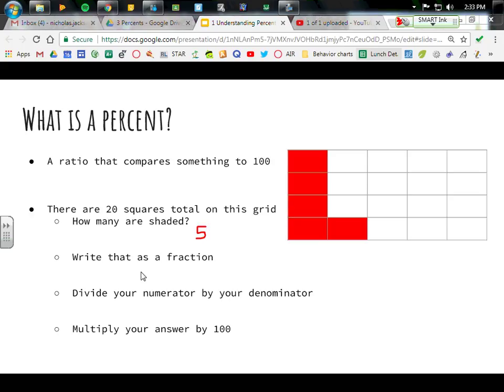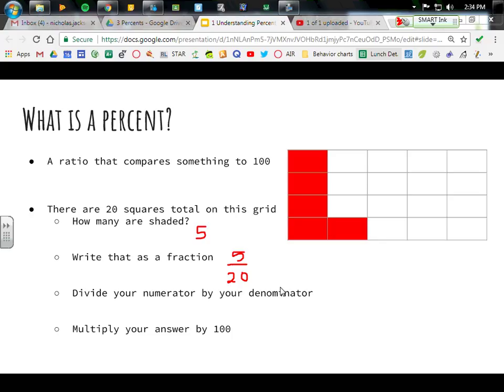So we're going to write a ratio or a fraction of shaded pieces, which are the smaller parts, that's the part we're dealing with, over the whole number, which is 20 out of the total. So we've got 5 shaded squares out of 20. All right. So that's the ratio we're dealing with that is proportionate to some number out of 100.